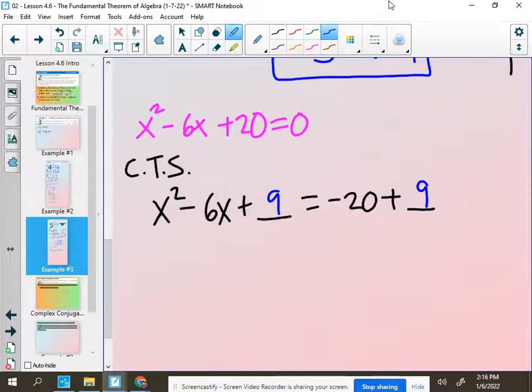The whole advantage to doing that is that now on the right side, it is what it is. I've got a negative 11 over here. Negative 20 plus 9 is negative 11. Looks familiar. I've seen that before. The left side, though, I've made something, that perfect square trinomial, that's going to factor really nicely. And this is just, you've got to go back and look. I actually don't even remember the section.